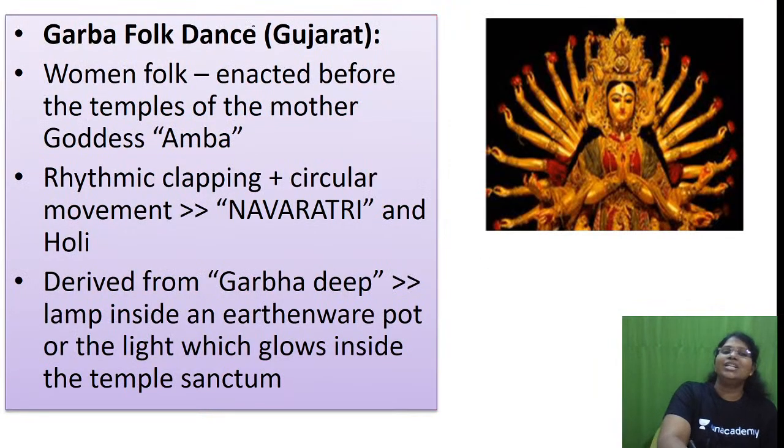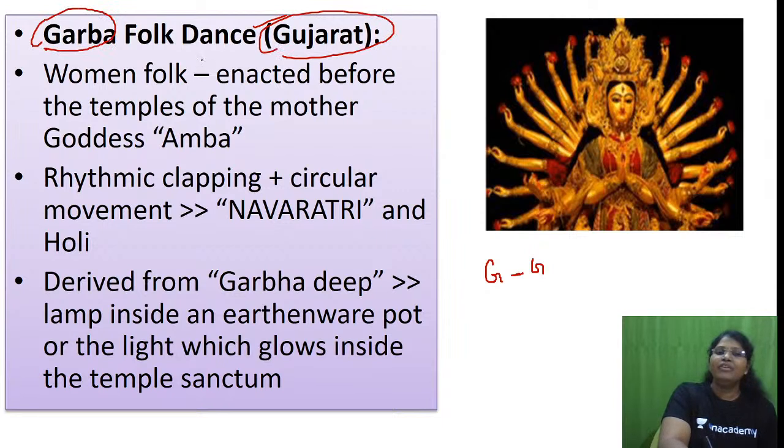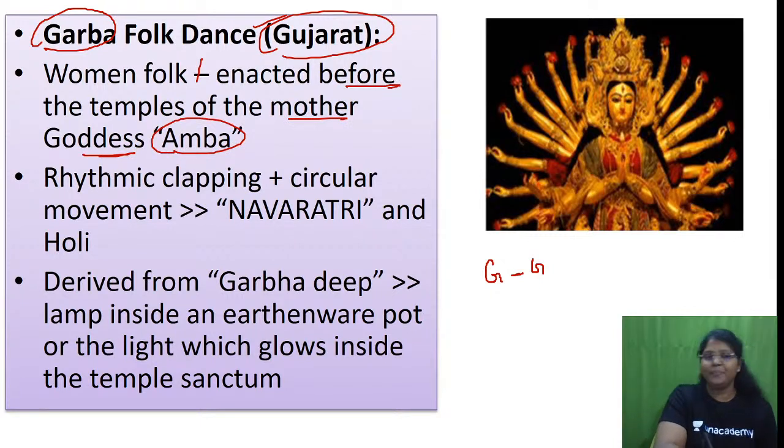Garba, Gujarat. G to G. Can we remember? G to G. What is Bhangra, Punjab? BP. Garba, Gujarat. Women folk enacted before the temples of the mother goddesses, of course, Kali Devi, Amba.